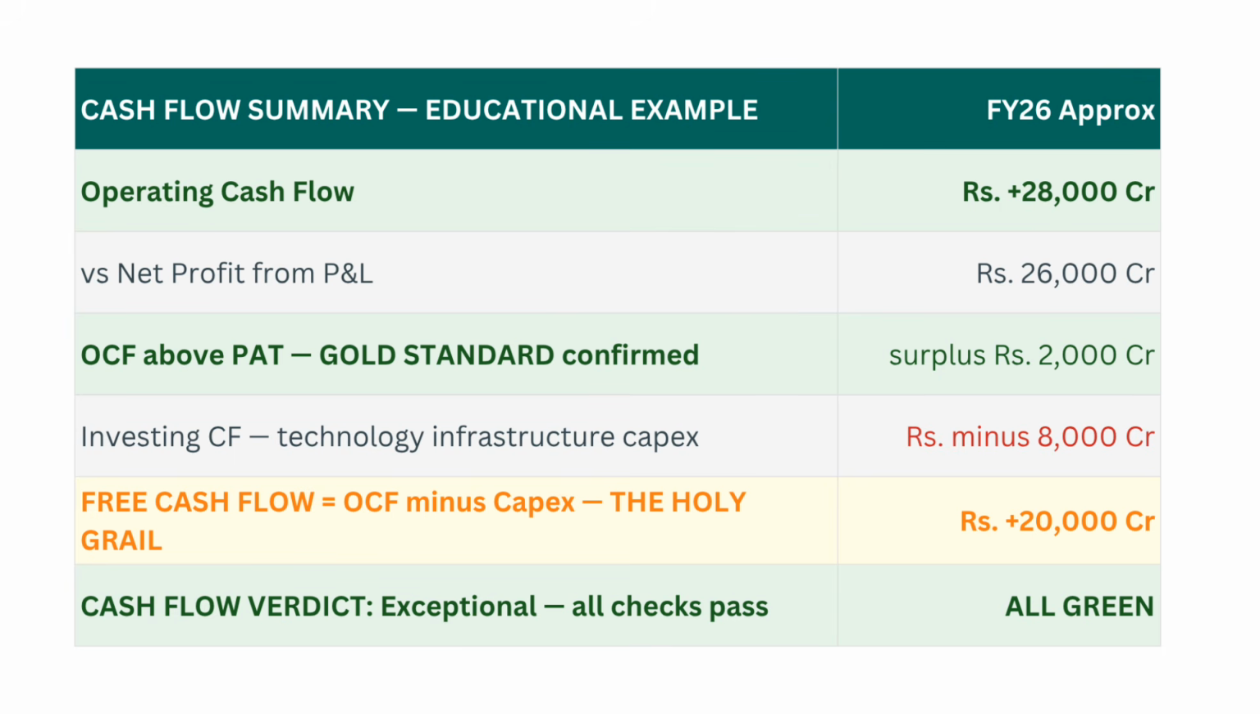Next cash flow summary is investing CF, technology, infrastructure, capex: financial year 26, approximately minus 8,000 crores. Next is free cash flow equals OCF minus capex, the holy grail: financial year 26, approximately 20,000 crores. Next is the cash flow verdict: exceptional, all checks pass. Financial year 26, approximately all green.